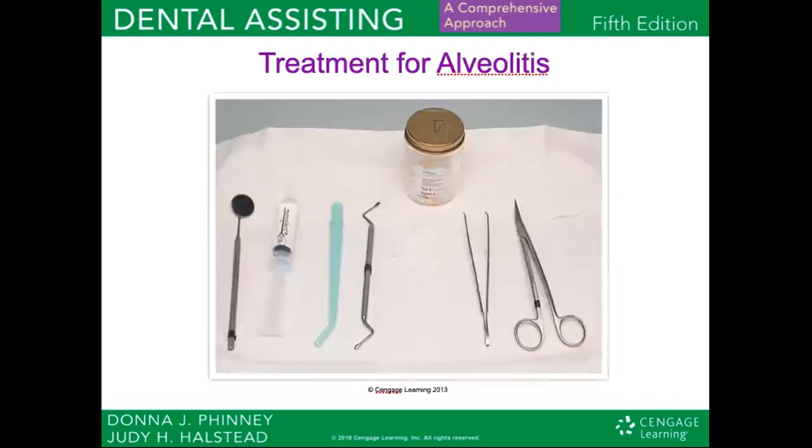So here is a tray set up for the treatment of alveolitis. Here we have some surgical scissors, a curette to dislodge anything that may have become infected, an irrigating syringe with the warm sterile saline solution, and iodoform gauze or sponge, which will soothe the dry socket.